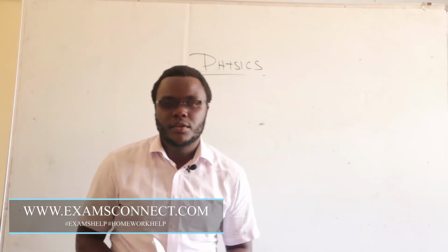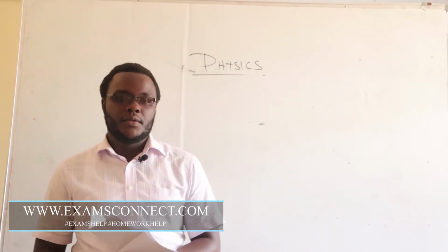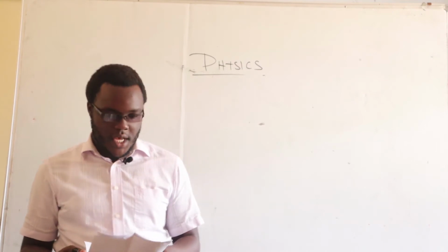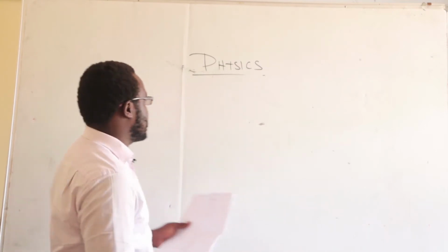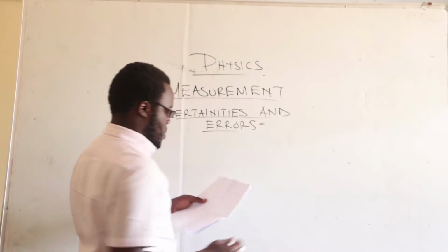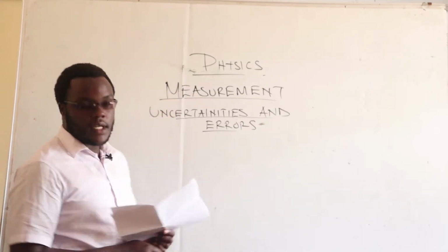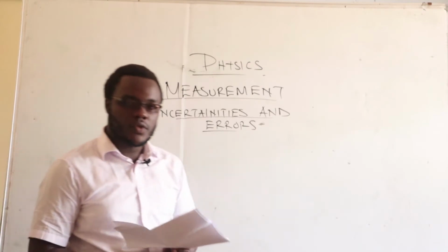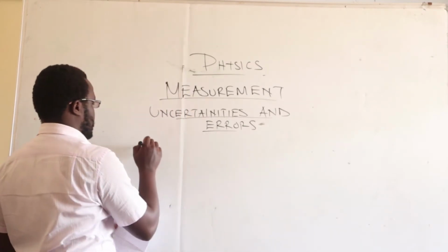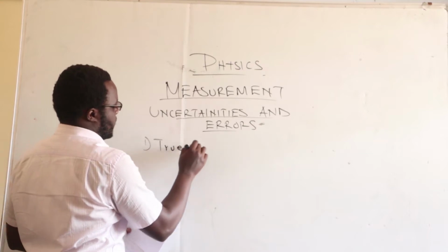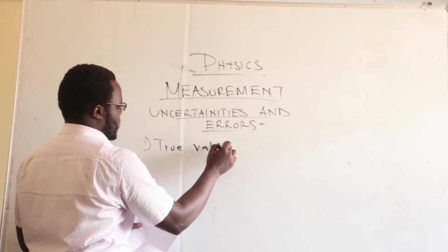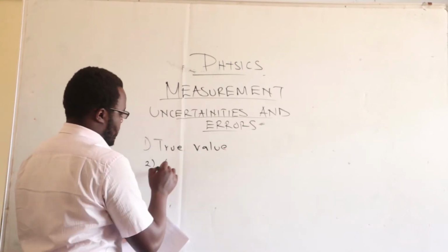It's a continuation of measurement, what we had started with. Now we continue with uncertainty and errors. So in the case of uncertainties and errors, I first want to define two terms. The first one is true value. What do we mean by true value? And the second one is accuracy.